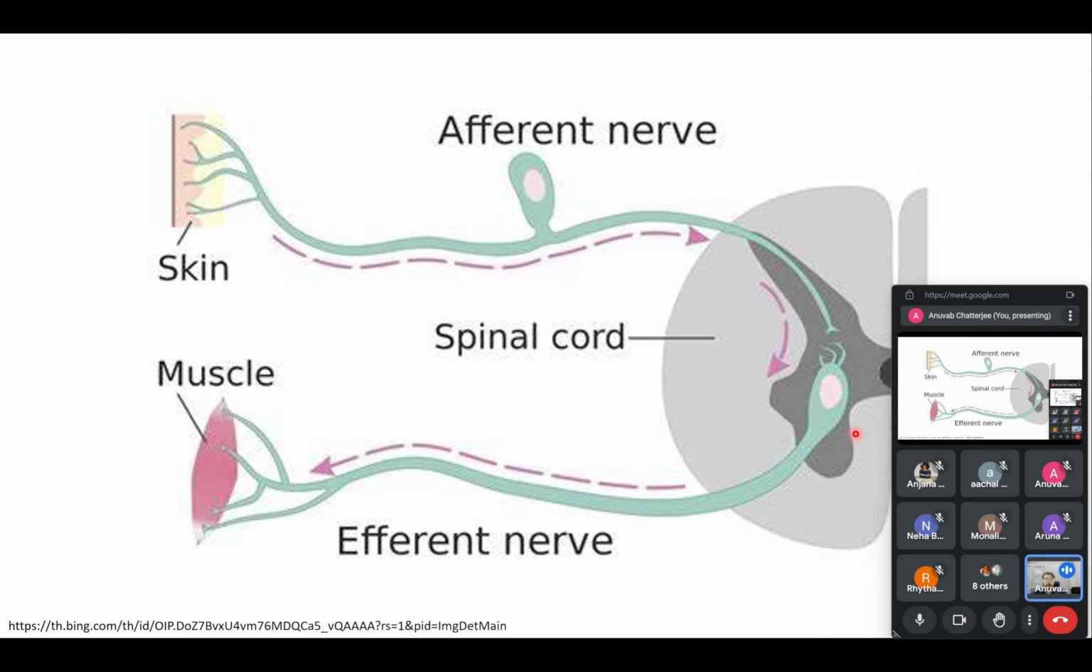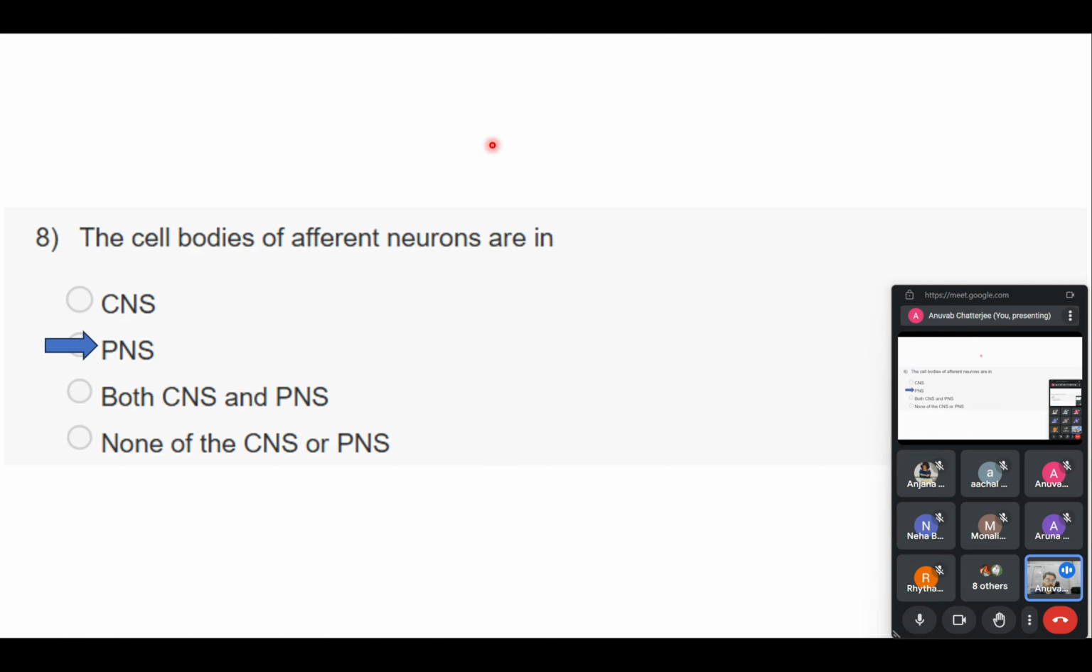Going back to our simplified diagram, we see that the afferent nerve has the cell body, as I said, outside the central nervous system, present in the peripheral nervous system. So the correct option is option B.